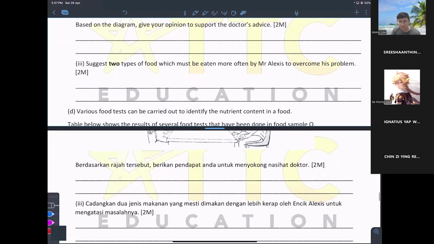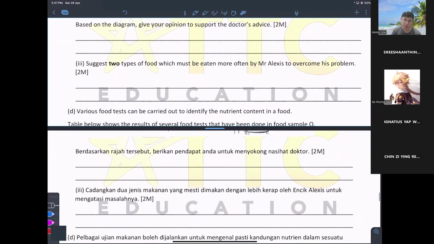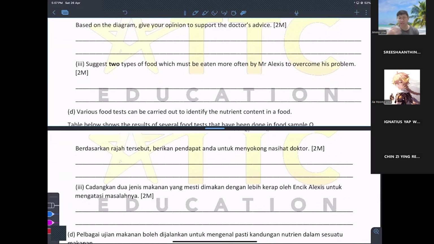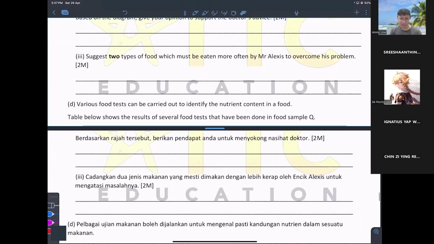So which kind of food does Mr. Alexis have to eat to overcome the problem? Food that is rich in fiber, vegetables, fruits. You can say high fiber bread also can. It also helps to relieve this issue.